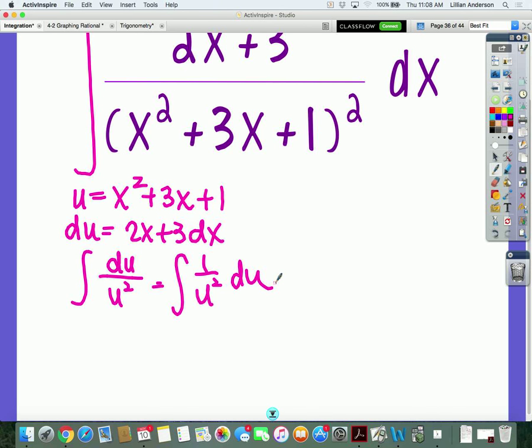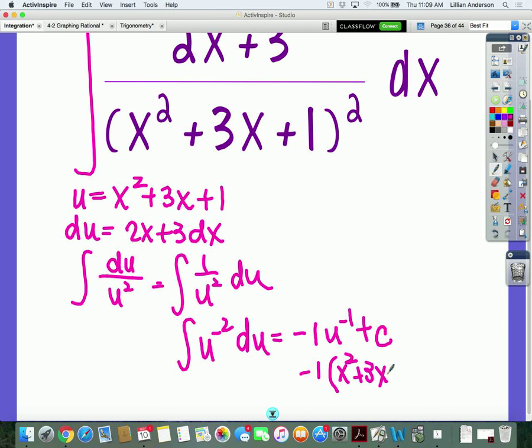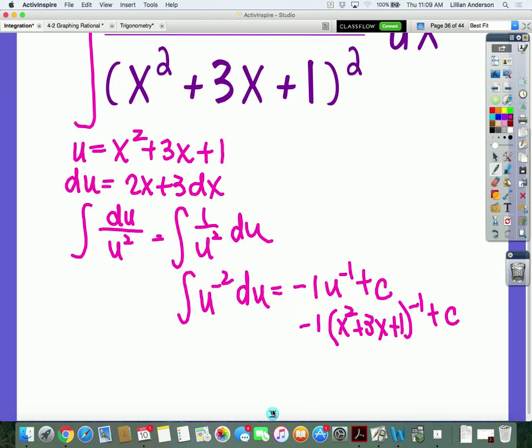Now, this is not ln because it's a u squared, so you have to bring it up and then do it this way. Antiderivative would be negative 1 u to the negative 1 plus c. So that'd be a negative 1 times x squared plus 3x plus 1 to the negative 1 plus c. And you can't have any negative exponents, so then your final answer would be a negative 1 over x squared plus 3x plus 1, plus c. Questions on this?